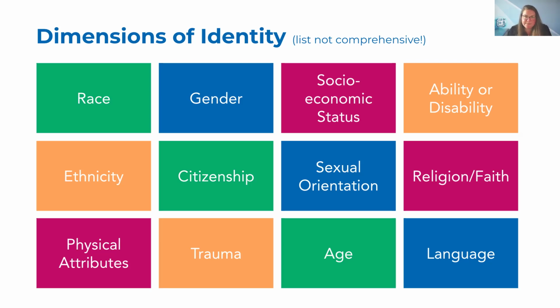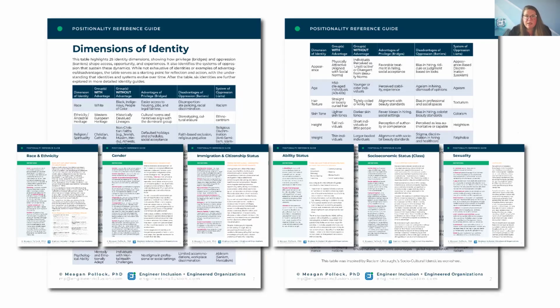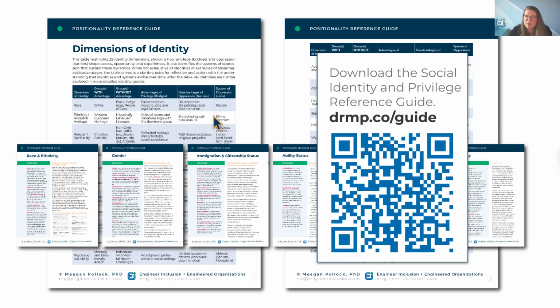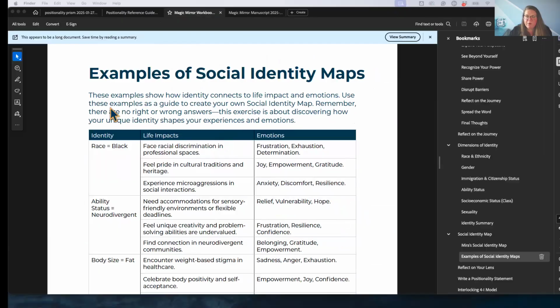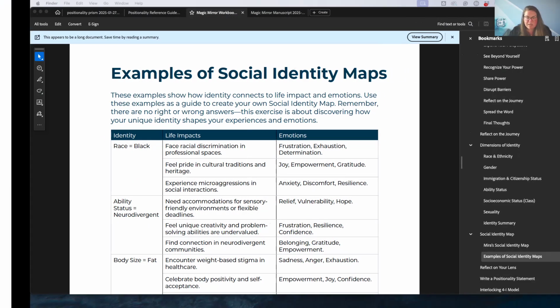And so for many of us, some of the terms in that matrix might be new or confusing. And this resource here, the Social Identity and Privilege Reference Guide, can really help you. It lists 25 dimensions of identity and then offers 6 pages of definitions and descriptions for the primary sources of identity, including race and ethnicity, gender, immigration or citizenship, ability, socioeconomic status, and sexuality. You can reference this worksheet here. It's also inside the Magic Mirror workbook that I'll share a link to later on as well.